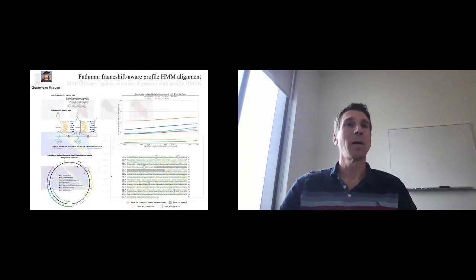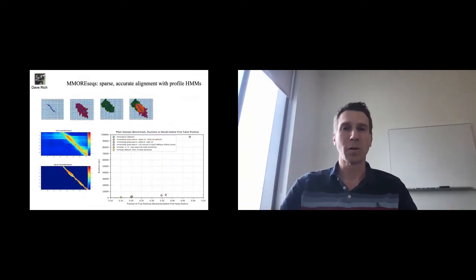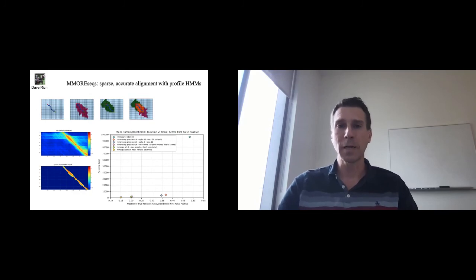And finally, if you come to the poster, you can learn about what we're doing to improve the speed of highly sensitive annotation. For example, developing a strategy for sparsely filling in the dynamic programming for performing sequence alignments with profile Markov models, which greatly reduces runtime. That's the y-axis here, yet retains a large fraction of the accuracy on the x-axis relative to a tool like HMMER.